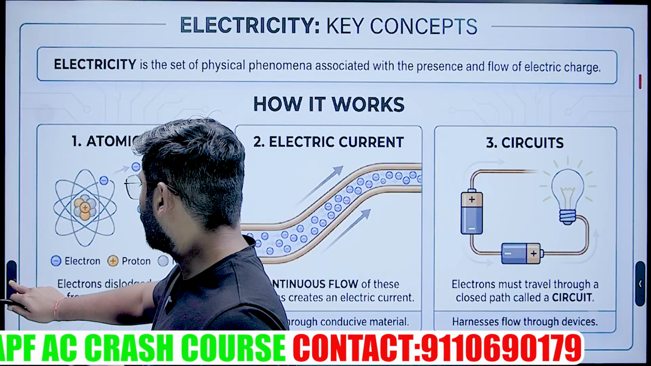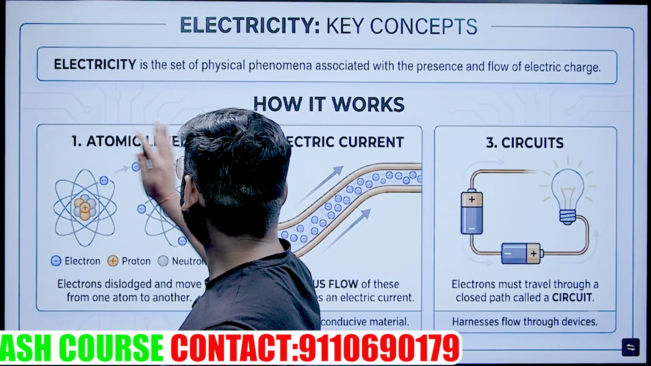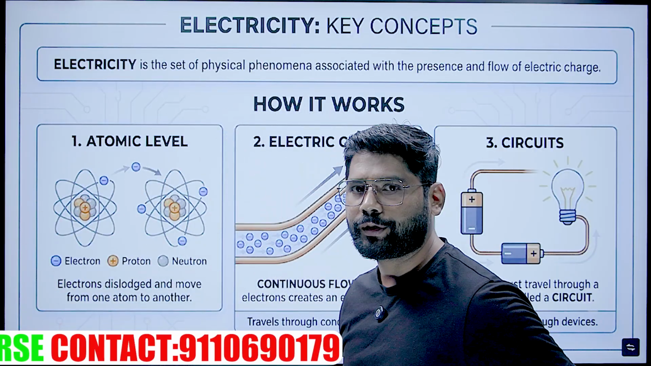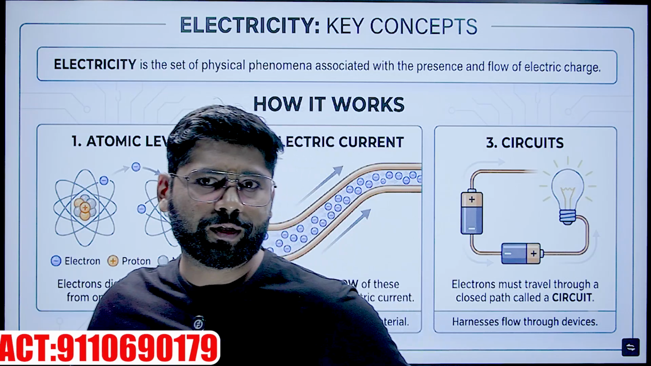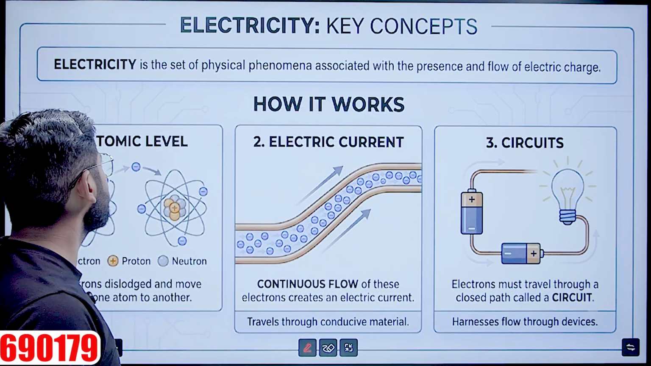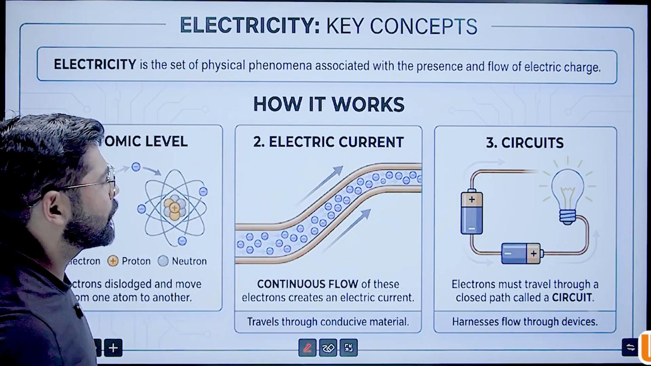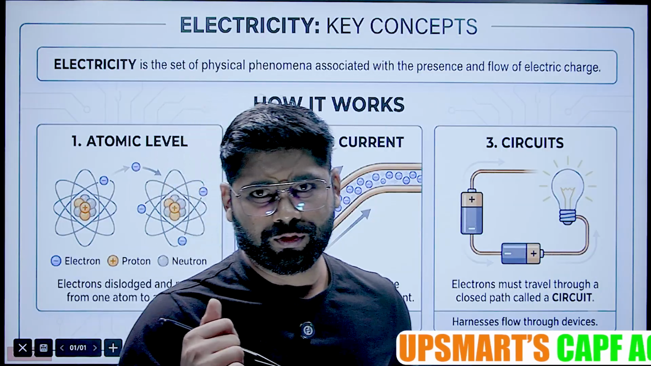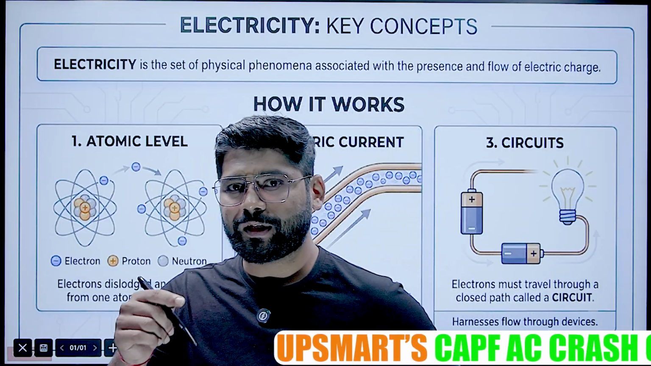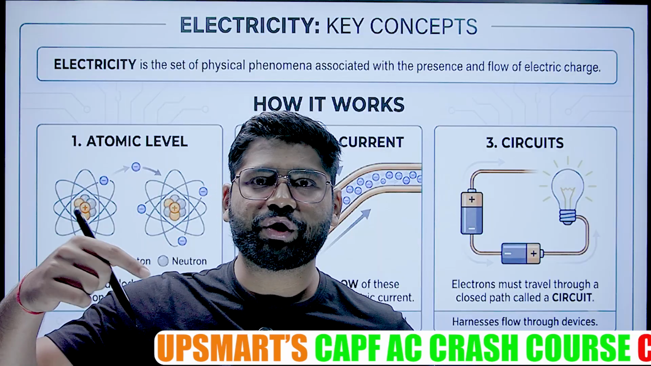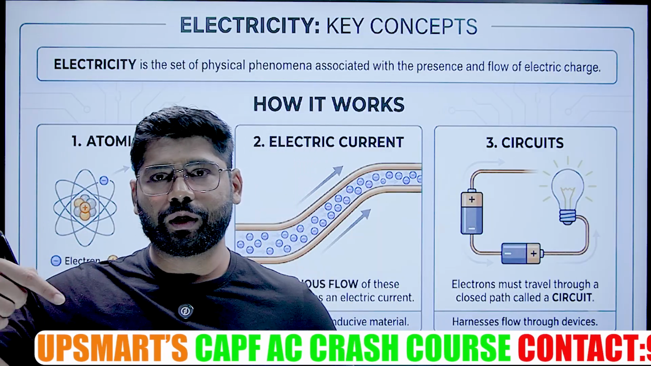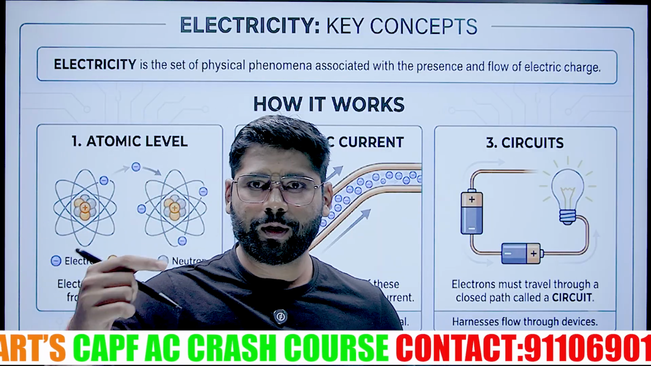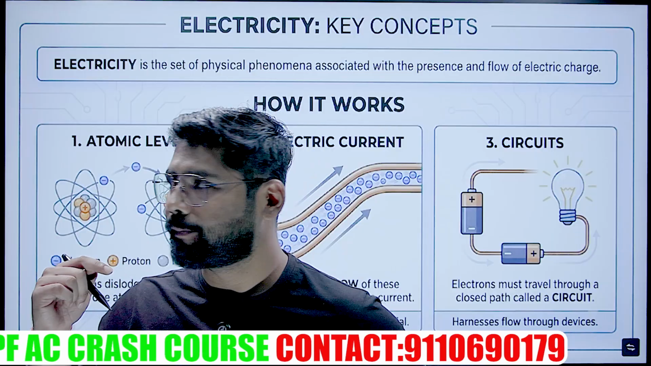Now this is a simple explanation of how electricity exactly works. We have seen that electricity is a physical phenomenon which facilitates the flow of electrons. So what flows? It is electrons, negatively charged. That negative charge flows, and that is nothing but electricity.